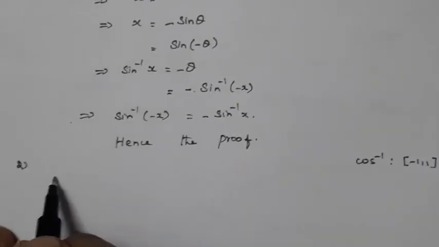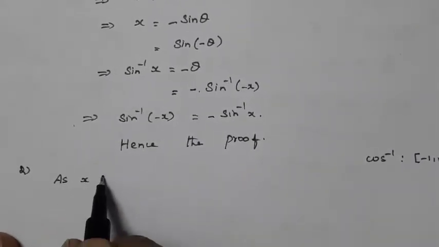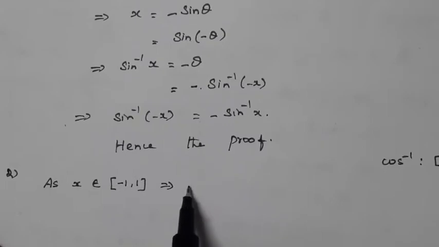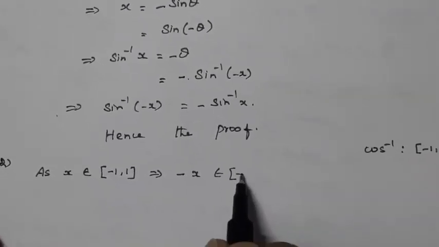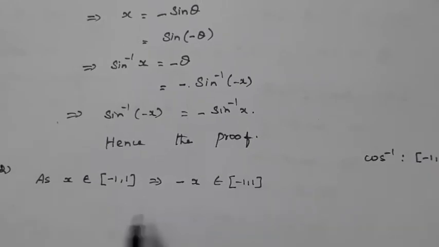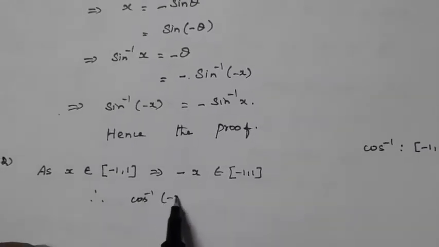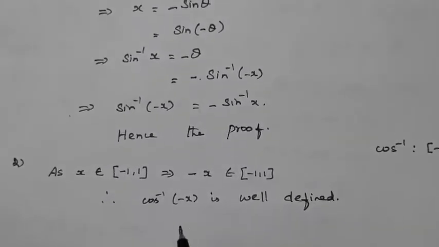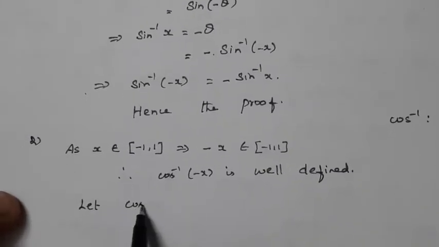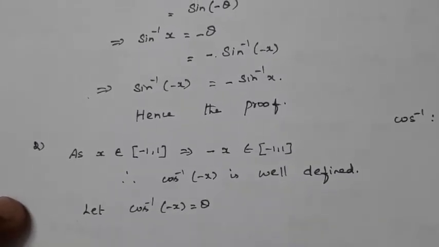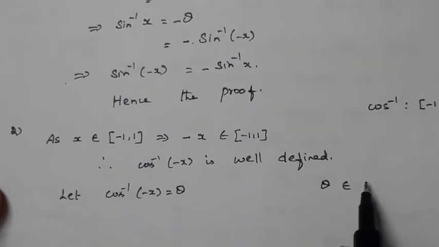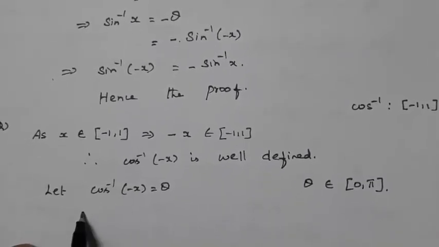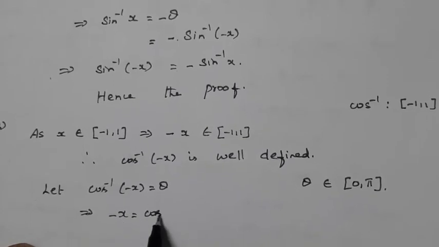Okay. Now again you are going to use the same proof, that is, as x belongs to the closed interval minus 1 comma 1, minus x belongs to the closed interval minus 1 comma 1. This is true, and therefore cos inverse of minus x is well defined. So as it is well defined, we can proceed. Now let us take cos inverse of minus x is equal to theta. Now where does this theta belong to? Theta belongs to the closed interval 0 to pi. Okay. Then this implies that by definition minus x is equal to cos theta.